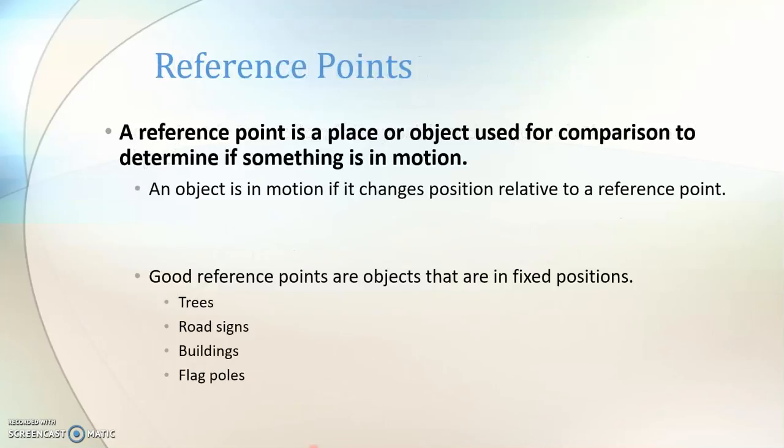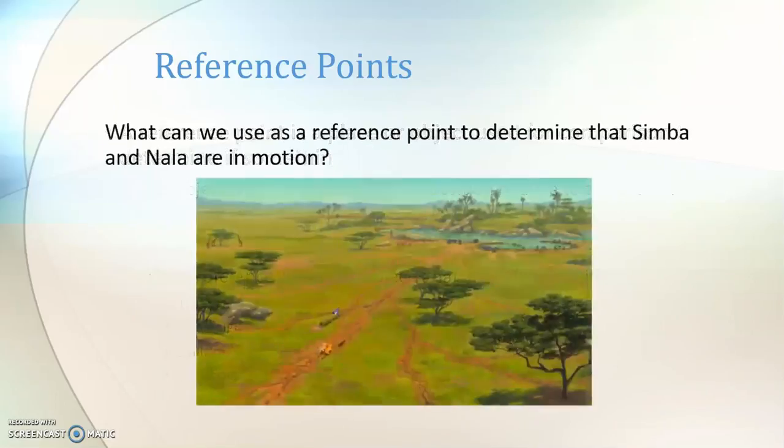So in that scenario, your chair is a reference point. A reference point is a place or object used for comparison to determine if something is in motion. So good reference points are objects that are in fixed positions, meaning they don't move. So trees, road signs, buildings, flagpoles, something that's not going to move.